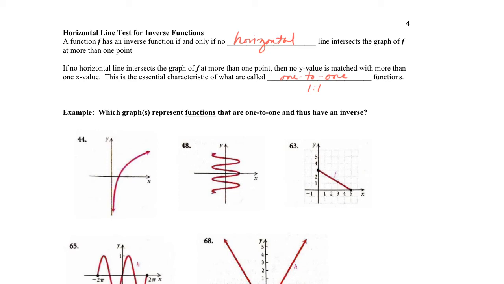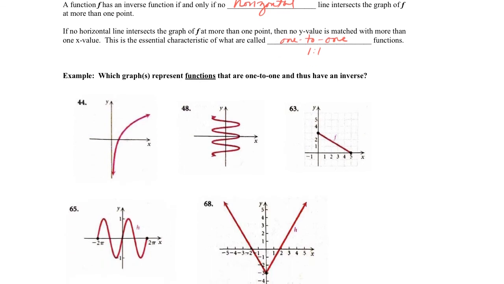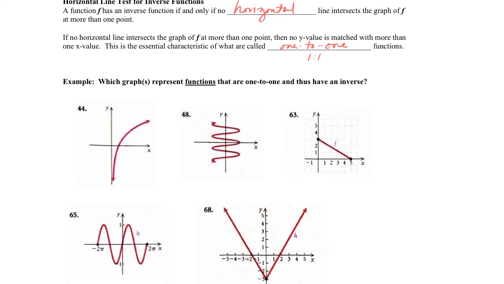All right, so let's go through some examples down here and determine which of these represent functions that are one-to-one, and therefore have an inverse. Now remember, to be a one-to-one function, you first have to be a function. Once you're a function, which means you pass the vertical line test, then in order to be one-to-one, you have to pass the horizontal line test.